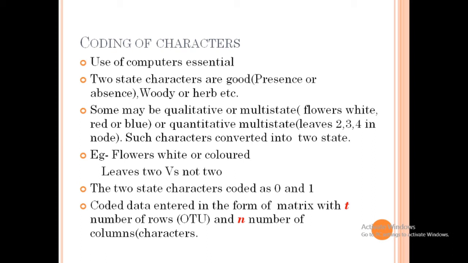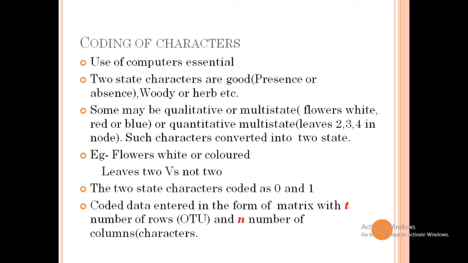Flower with white, yellow, orange, red, like that. Quantitative again multi-state with a number. Number of leaf 2, 3, 4, number of petal 5, 0, likewise. So, such characters should be converted into two state first.